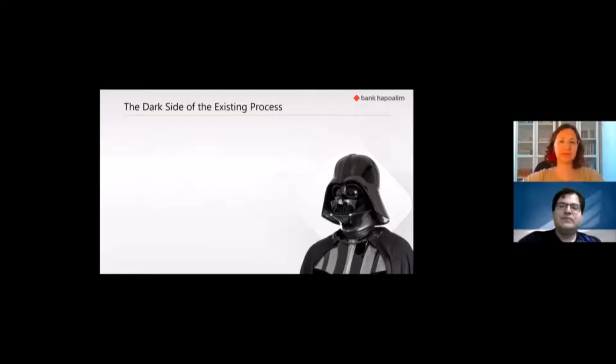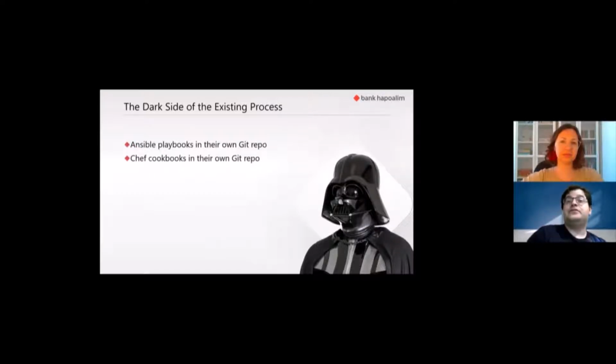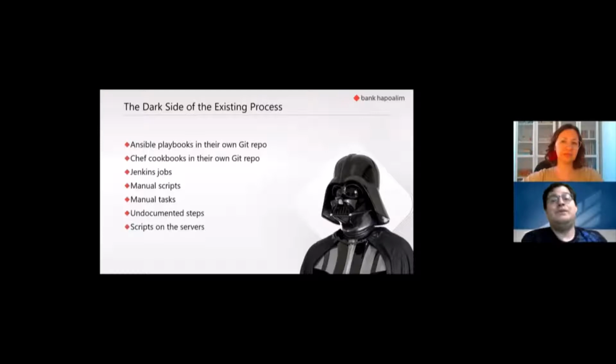What is wrong with the existing process? Well, it had 50 steps and was a mess. It included Ansible playbooks in their own Git repo and Chef cookbooks in their own Git repo. Part of the process involved Jenkins jobs, while other stuff was done with manual scripts or even manual tasks. Part of the process was done as if by voodoo magic. We had undocumented steps that needed to be done, and the deployment was successful only when those steps were taken. We had scripts on servers, we had scripts in people's minds.